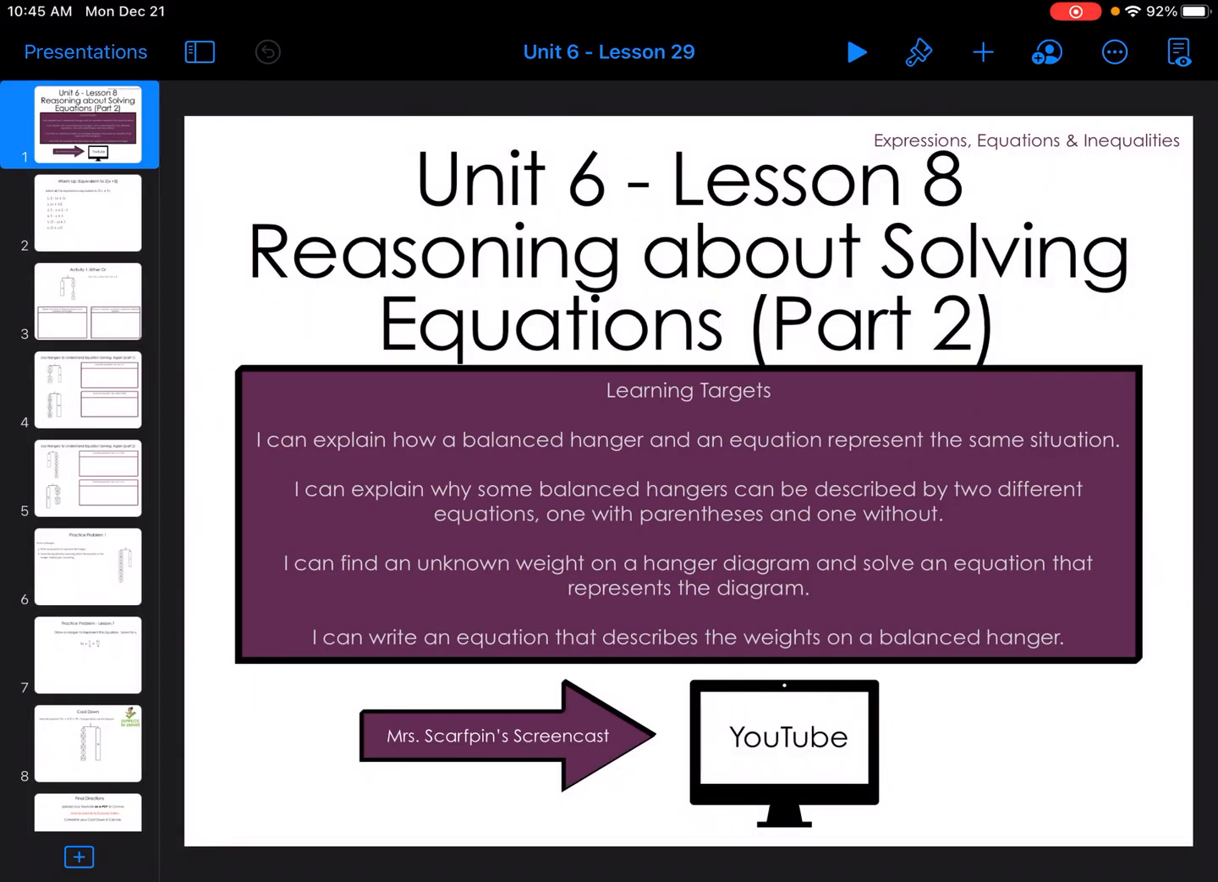Unit 6, Lesson 8, Reasoning about Solving Equations. I can explain how a balanced hanger and equation represent the same situation. I can explain why some balanced hangers can be described by two different equations, one with parentheses and one without. And I can find an unknown weight on a hanger diagram and solve an equation that represents the diagram. I can write an equation that represents the weights on a balanced diagram.